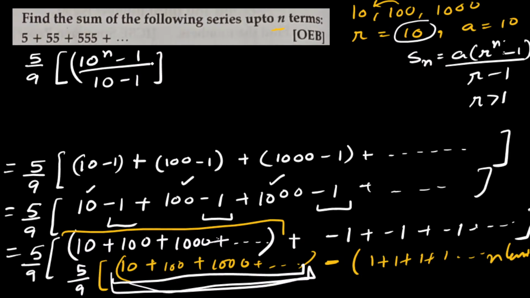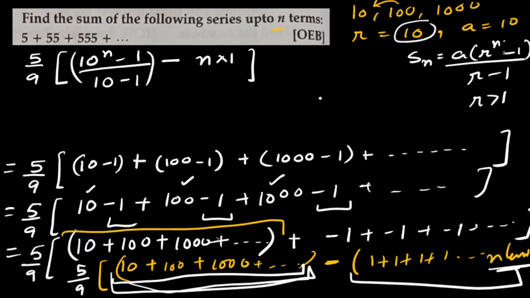And here I have minus 1. How many times is 1 getting added? N times. I have told you, whenever we add any term n times, you can just multiply that number with n. So this will become n into 1. Like if you add 1 five times, 1 plus 1 plus 1 plus 1 plus 1, you can simply write 5 into 1, because ultimately you are getting the answer as 5. So if we are adding 1 n times, it will become n into 1.